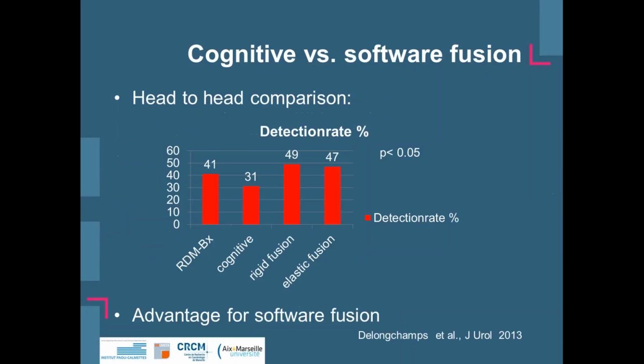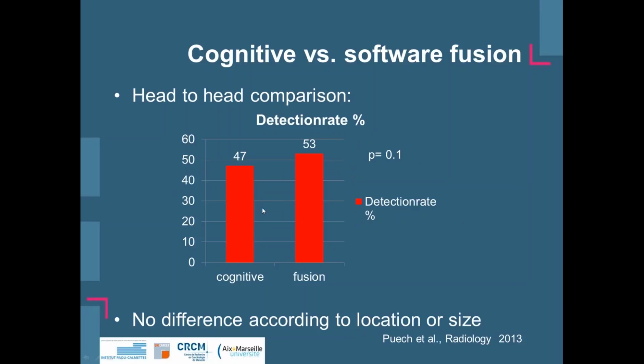So now I would like to have a look at where to fuse, or if we need to fuse systematically or not. And here are some studies that compare the cognitive with the rigid fusion and the elastic fusion. In this study here, they showed an advantage for the software fusion over the cognitive fusion. But there are other studies that did the same and could not show a statistically significant difference in the detection rates between cognitive fusion and software fusion.